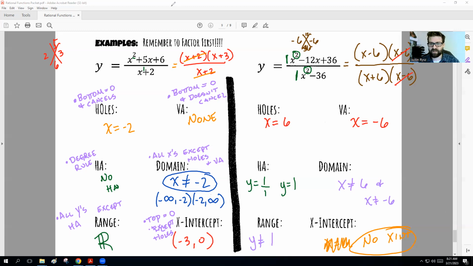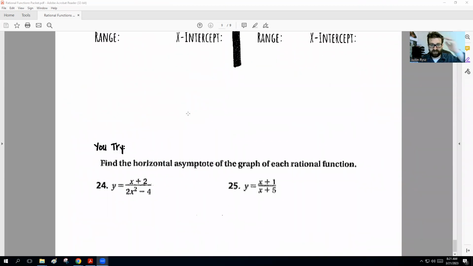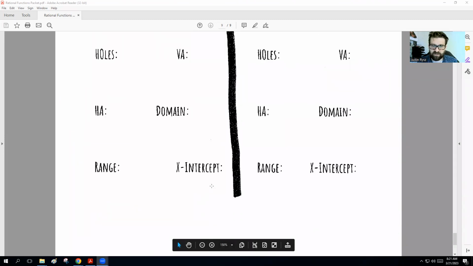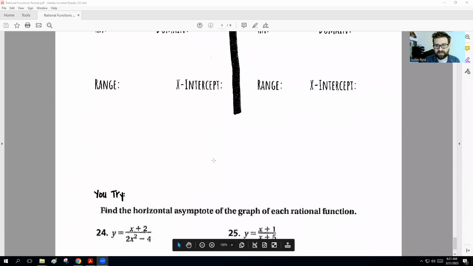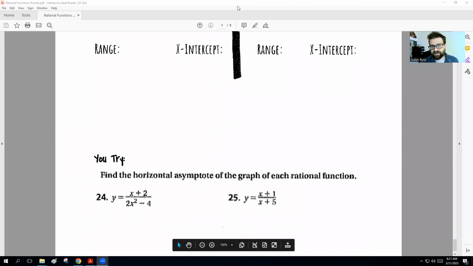All right, guys, we're kind of wrapping up this whole little small chapter here. You guys have a couple problems to do on your own. You will do the same here. You'll find those holes and x-intercepts and answer that Edulastic.